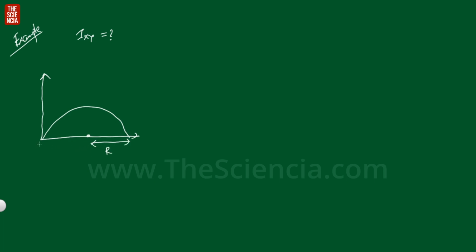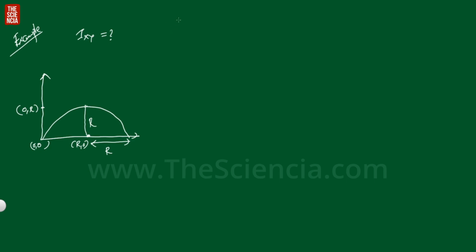So this point is the origin. Okay, and this is the (r, 0) point. And at this point on the y-axis, it is (0, r). Okay, it is a circle, so this is also radius r.